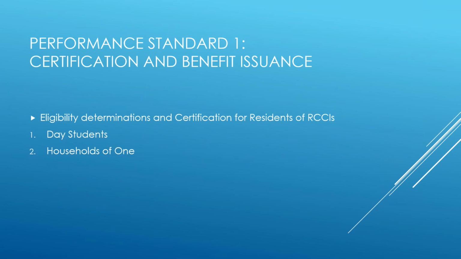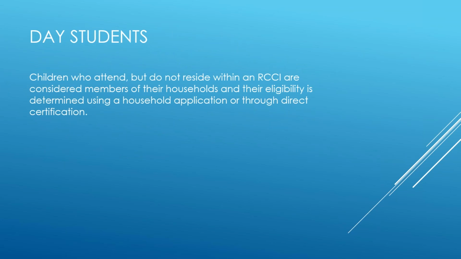So Performance Standard 1 is certification and benefit issuance. Eligibility determinations for residents in RCCIs are a little different than for the normal school districts. You have two types of residents: day students, and households of one. Day students are children who attend but do not reside within the RCCI. They are still considered members of their primary household, and their eligibility is determined using a household application or through direct certification.